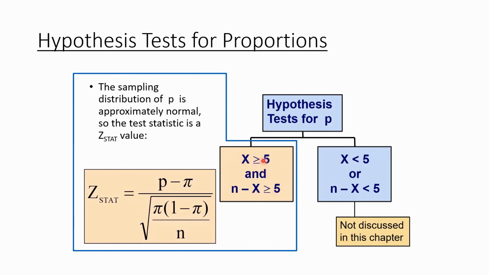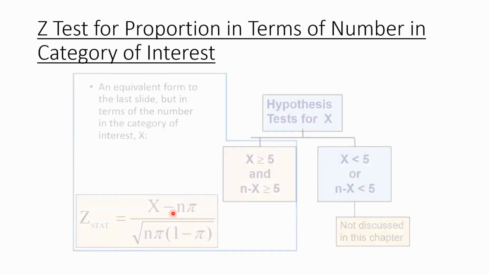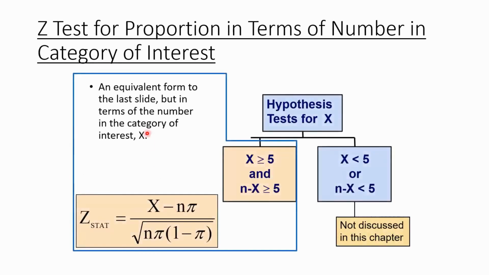Accordingly, in that case, the distribution of your sample proportion p is approximately normal. So the test statistic is given by Z, and that is given by this equation: the sample proportion p minus your population proportion pi, divided by sigma of p. You can also look at it in another way, an equivalent form to the last slide, but in terms of the number in the category of interest, X.